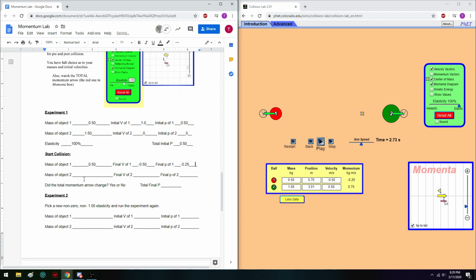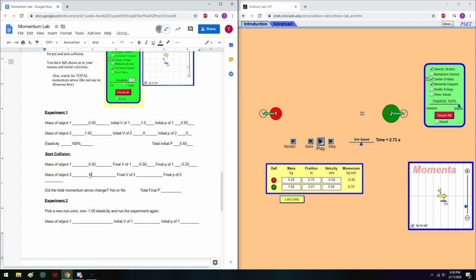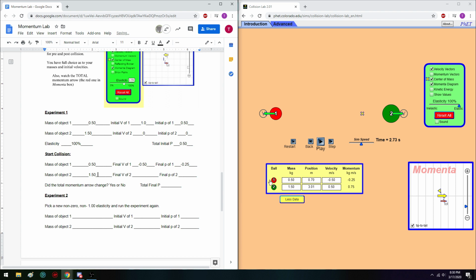There we go. Now for the next one, this is mass of object 2. What's the green ball say? Well, the green ball has a mass of 1.50. What's the velocity? Well, the velocity is now 0.50. And what's the last one, for the momentum? The momentum for ball 2 is 0.75.